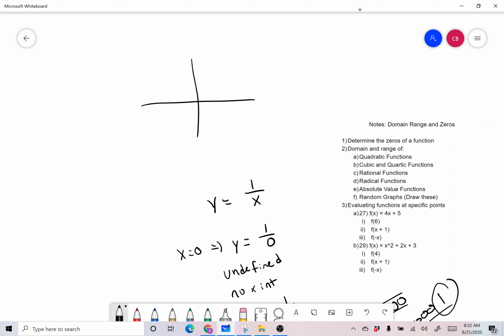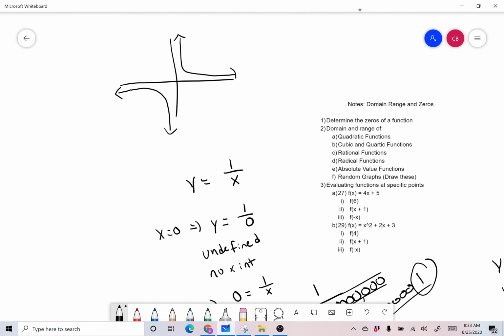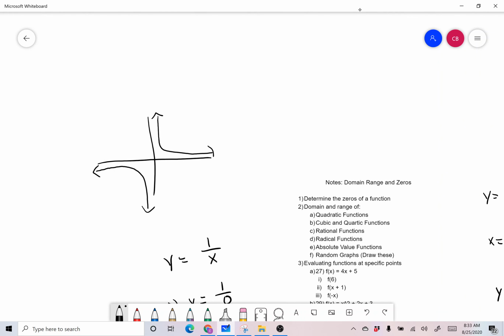Let me think. So it doesn't cross the x or the y axis. And if we put negative values, it's in the negatives. If we put positive values, it's in the positives. And so that would be our graph of this thing. Now, when would it have an x-intercept? Well, if I put y equals 1 over x plus 1, for instance.